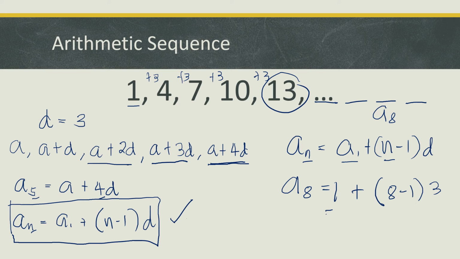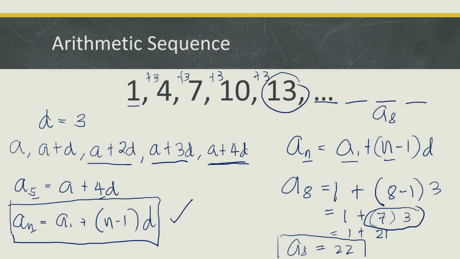Evaluate the equation: 1 plus 7 times 3. Follow the rule of GEMDAS. Let's start with the multiplication: 7 times 3 is 21. And 21 plus 1 will give us the eighth term of 22. And that's it. That is the derivation of the arithmetic sequence formula.